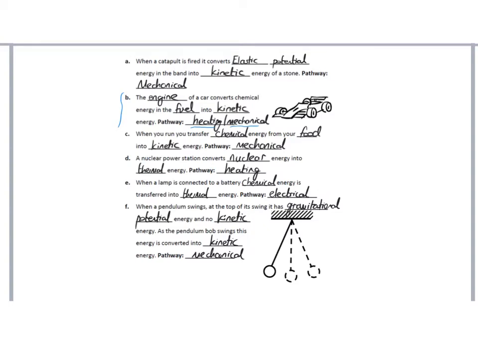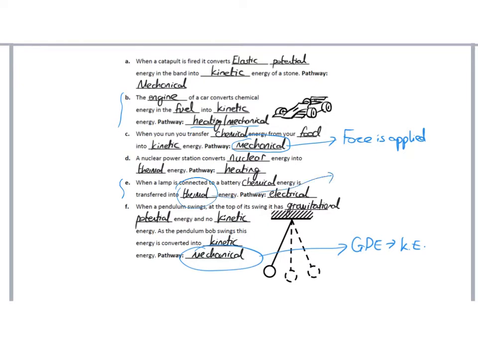Incidentally, mechanical, or the mechanical pathway, is relevant whenever a force is applied. So whenever an engine applies a force to wheels, or whenever my muscles apply force to my limbs, whenever the earth, as in F, whenever the earth pulls on a pendulum, accelerating it to transfer GP to kinetic energy, then that's a mechanical pathway. For E, you may have written light in place of thermal.